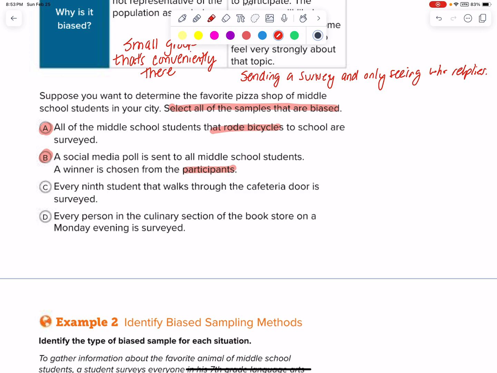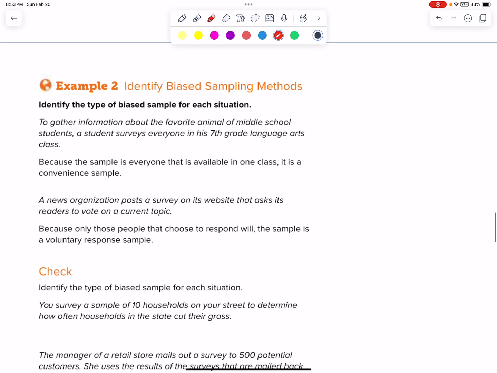All right, every ninth student that walks through the cafeteria door. We're not just doing this small lunch table. We're doing every ninth student. It's very out of our control. So that is unbiased. And then D says every person, it doesn't say just every person in the entire bookstore. It says just in this culinary section of the bookstore. So it's this small little group. And because it's this small little group, that makes it biased, or an unfair sampling method.